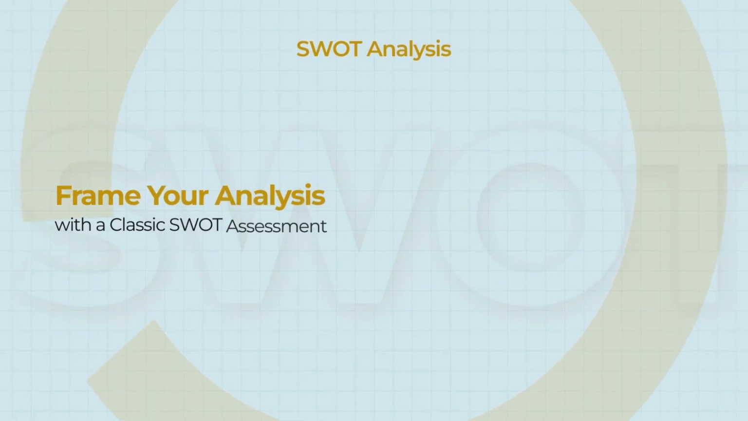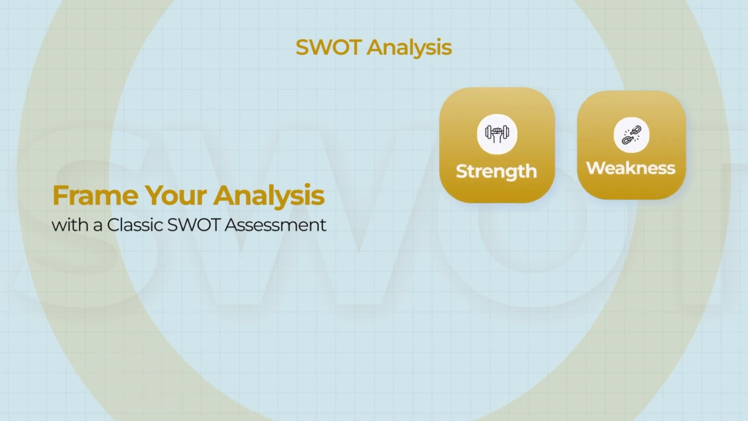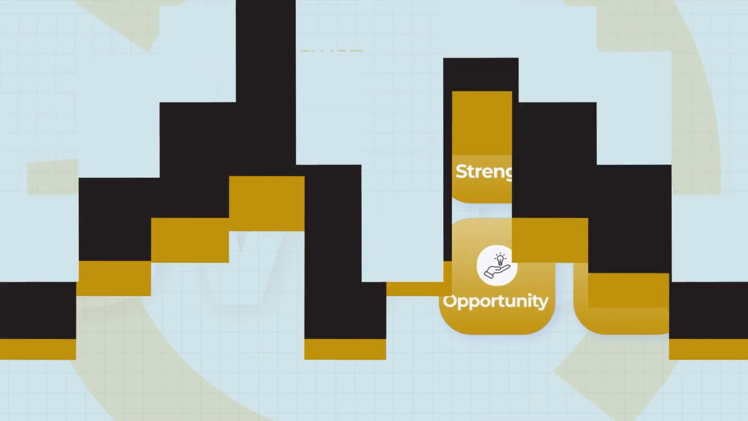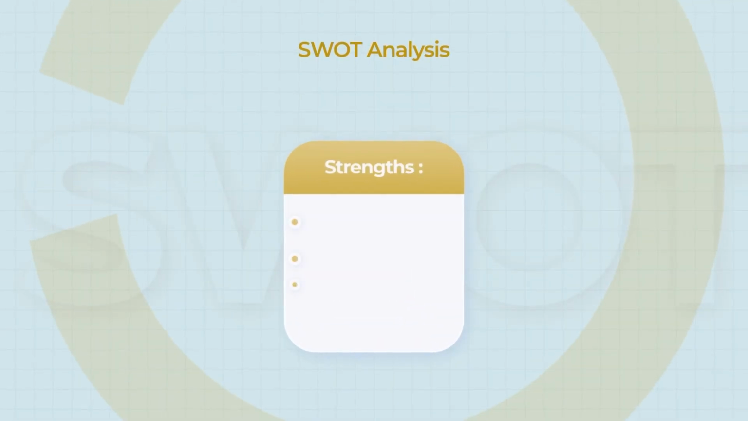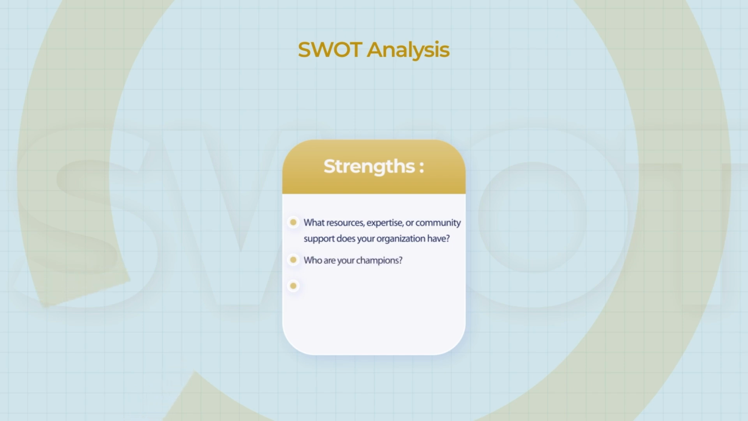A great way to frame your analysis is with a classic SWOT assessment, examining your internal strengths and weaknesses, along with the external opportunities and threats. First, consider your strengths. What resources, expertise, or community support does your organization have? Who are your champions, and what assets can you rally?